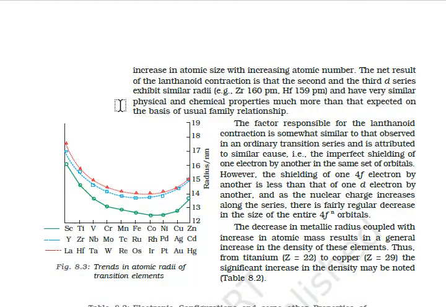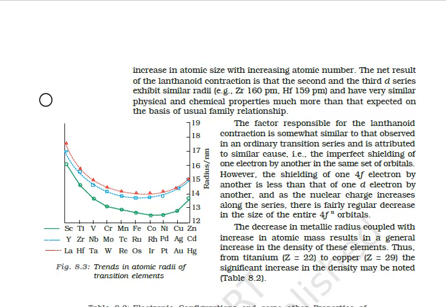The net result of the lanthanide contraction is that the second part of the third d series exhibits similar radii and has very similar physical and chemical properties, much more than expected on the basis of the usual family relationship.